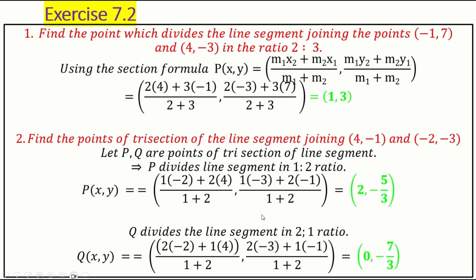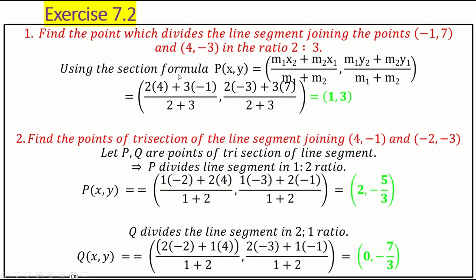Okay. Find the point which divides the line segment joining points -1 comma 7 and 4 comma -3 in the 2:3 ratio. The template is same. Okay. First problem I will explain. The rest all will be exactly the same.